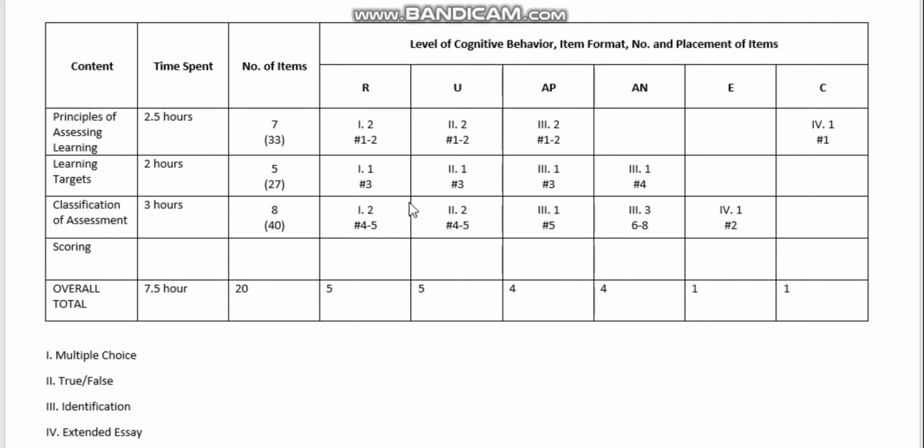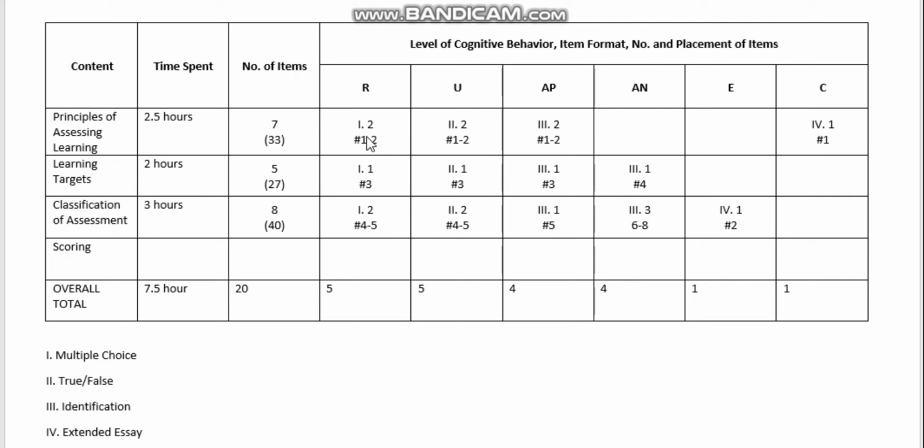Okay, so to continue, we have the learning targets as our content, and we have to distribute 5 items in every level of cognitive behavior. Okay, for test 1, we have 1 item, which is all about learning targets. Also for test 2 and test 3, as well as for analysis test 3. Okay, we have test 1, number 1 or 1 item.